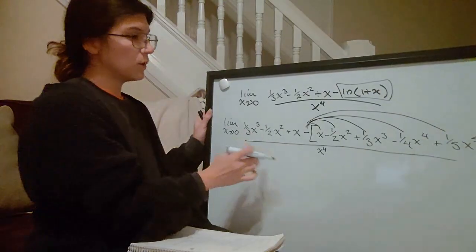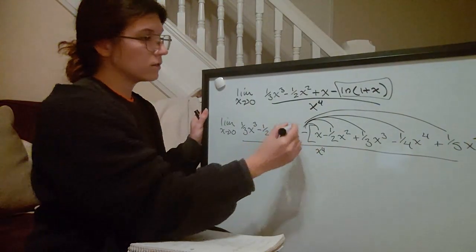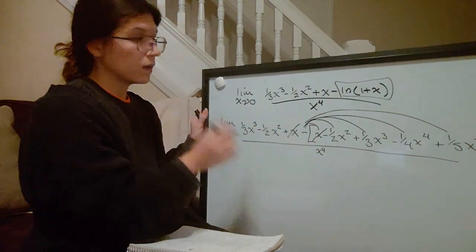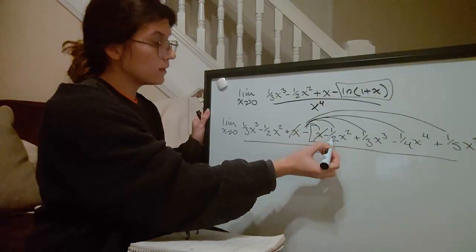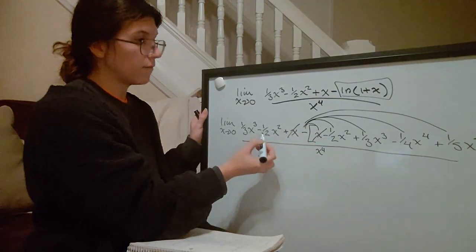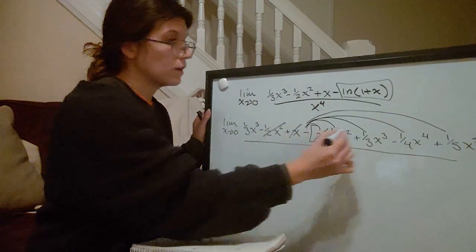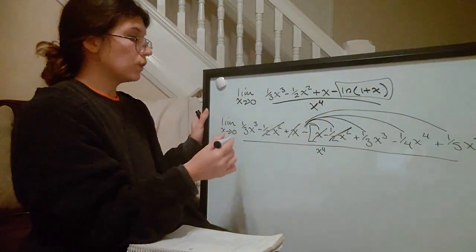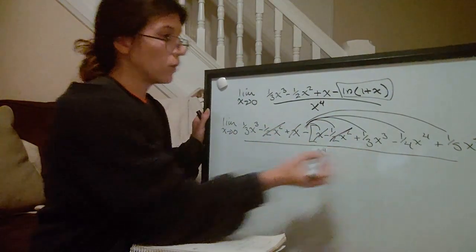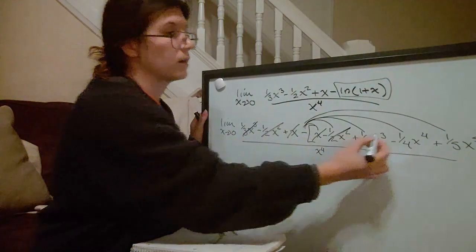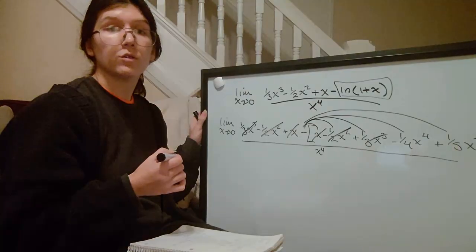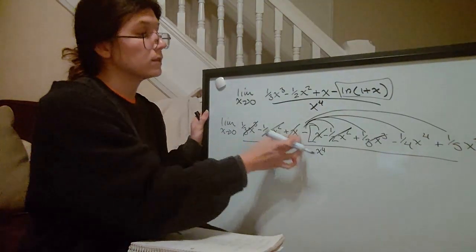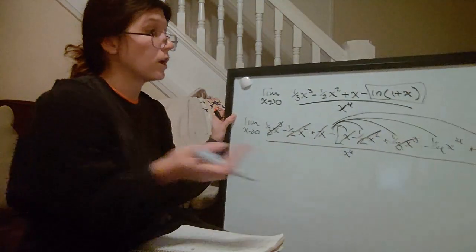So we actually have a negative x and a positive x, so those go away. Then we have a positive 1/2 x squared and a negative 1/2 x squared, so those go away as well. And then we have a negative 1/3 x cubed and a positive 1/3 x cubed, so those cancel as well. So it's a lot of cancellations. All of the funkiness in the beginning of the problem is now gone.